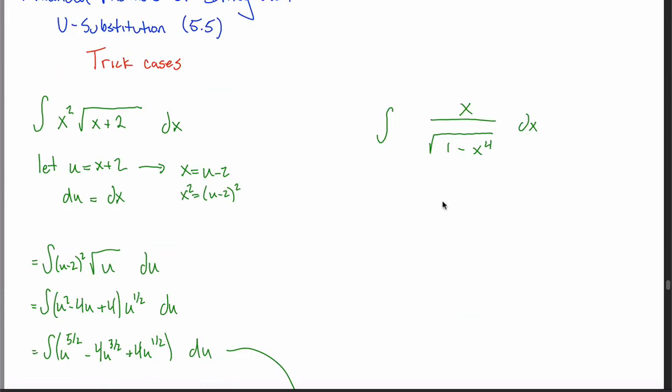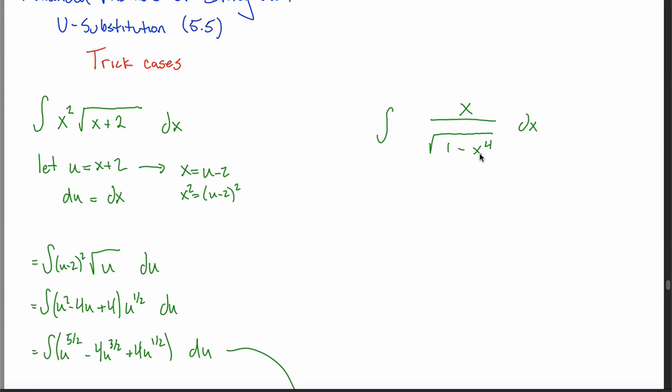Here's another problem that's also pretty tricky. When I look at this, my gut instinct is that the u should probably have something to do with this x to the 4th, either by itself or 1 minus x to the 4th. But then I quickly convince myself that that won't work because the du won't work out. If my u involves the x to the 4th, the du is going to involve x cubed, and I don't have an x cubed here, I just have an x.